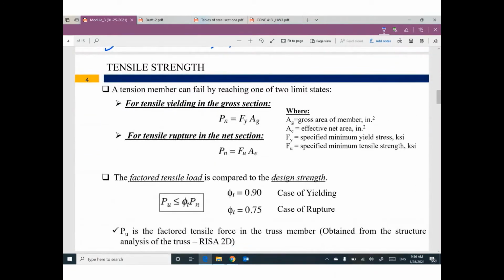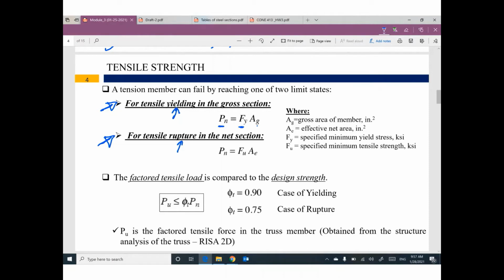To figure out the tensile strength of any member, we have two limit states. We need to avoid yielding of the member, and we need to avoid rupture or fracture of the member. To avoid yielding, the nominal strength of the member equals F yield times the gross area of the cross section.